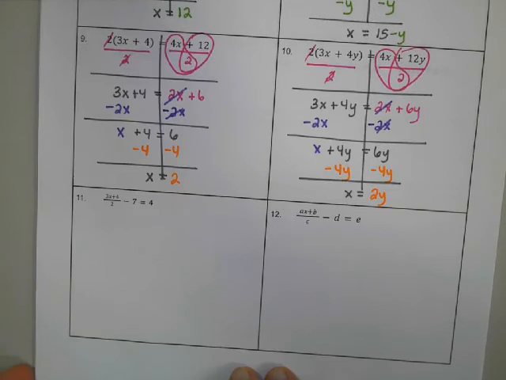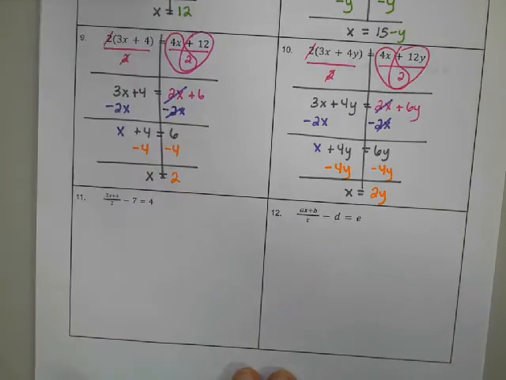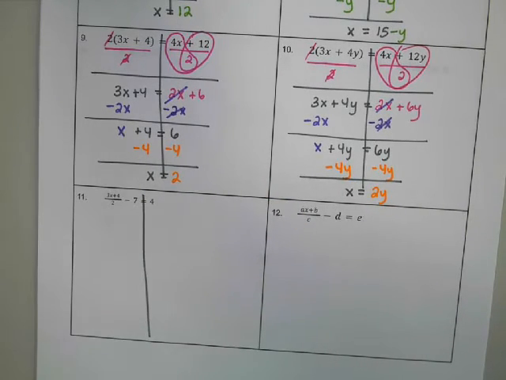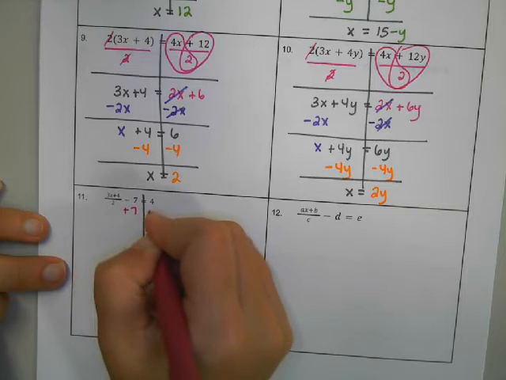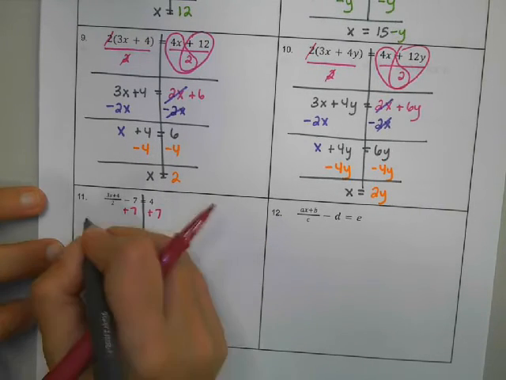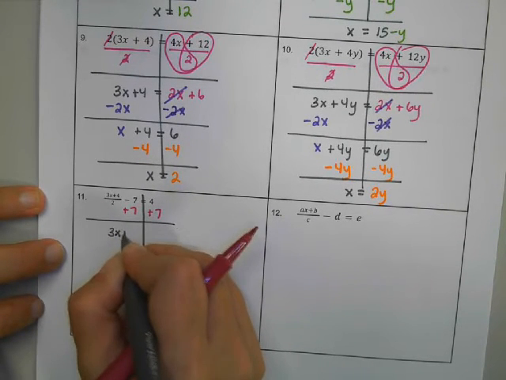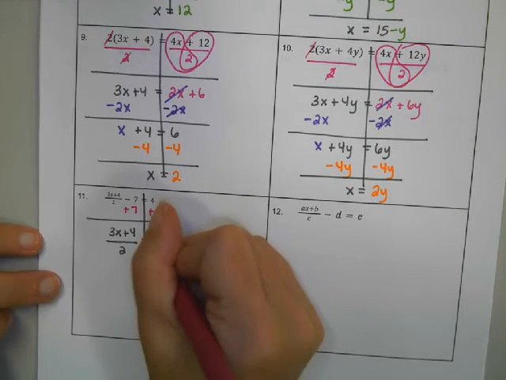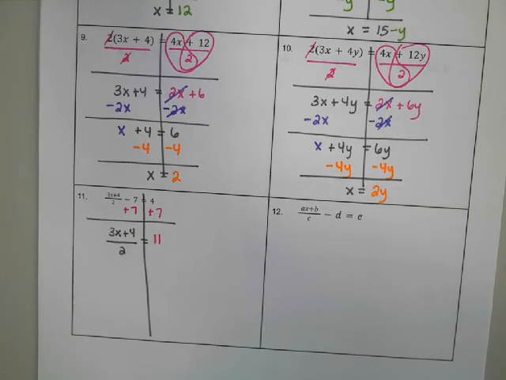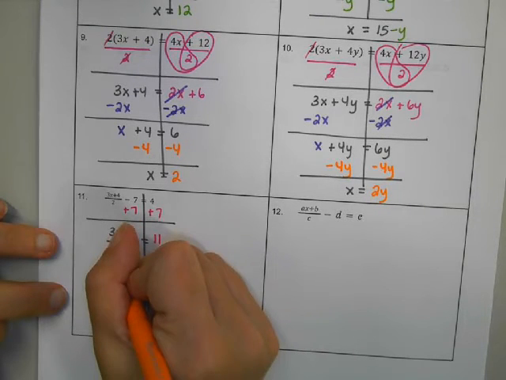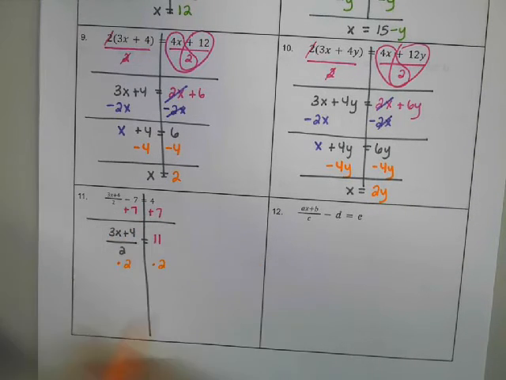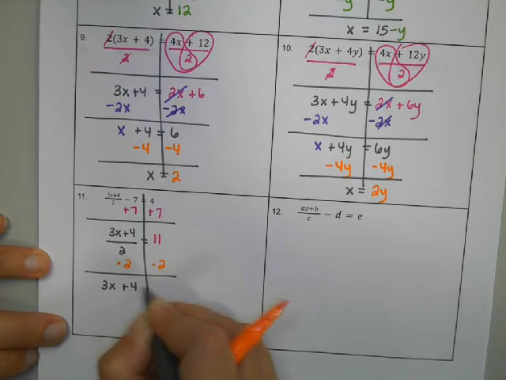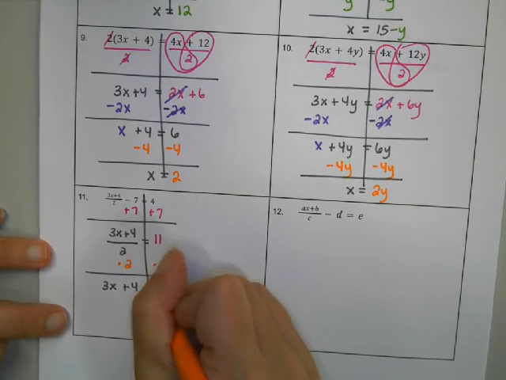All right, let's do problem 11. So problem 11 has a lot of numbers in it. So let's see if we can figure this guy out. The first thing that I would do here is add 7. So I'm going to add 7 on both sides. And that's going to give me 3x plus 4 all divided by 2 equals 4 plus 7 is 11. Next, I'm going to go ahead and multiply by 2 on both sides. And that gives me 3x plus 4 equals 11 times 2 is 22.